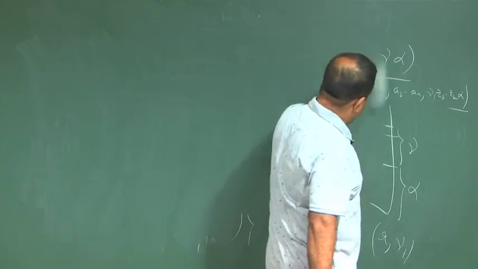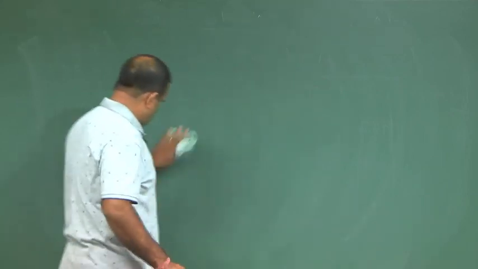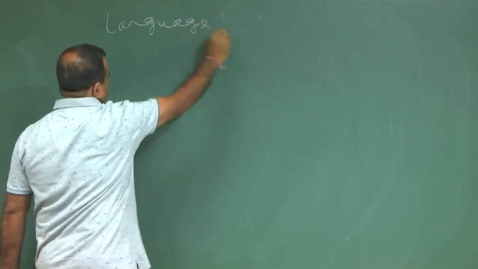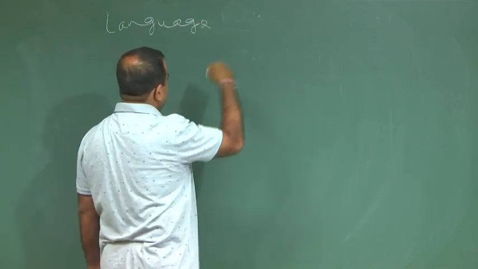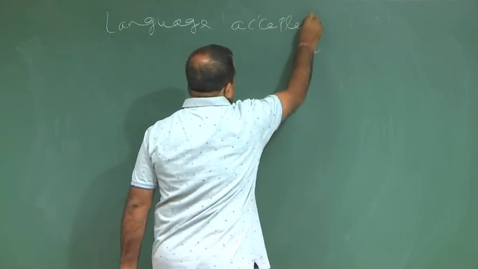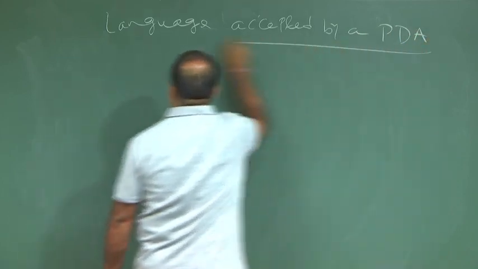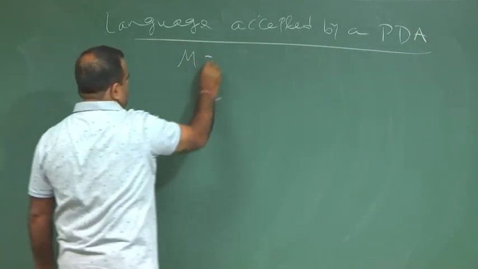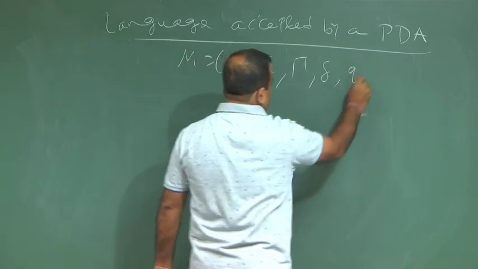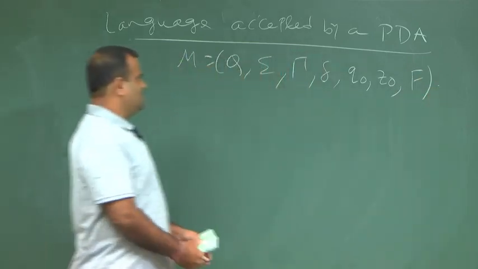So, there are two types of acceptance of a language. This is just a recap, this we have already defined in the last week's lectures. Language accepted by a PDA. So, we have given a PDA, say (Q, Sigma, Gamma, delta, q0, Z0, F), where F is the set of final states. Okay.